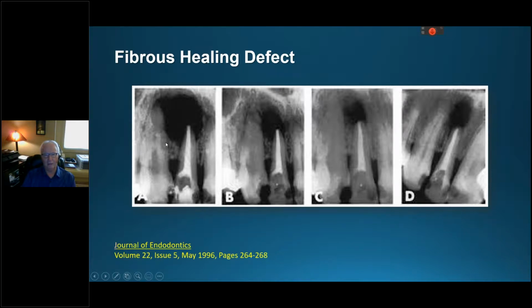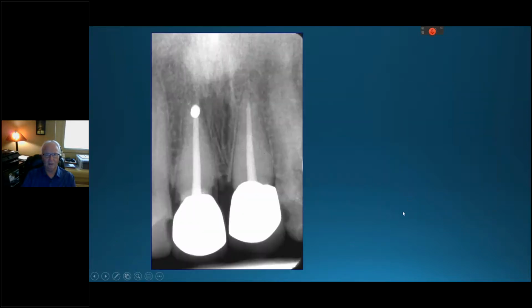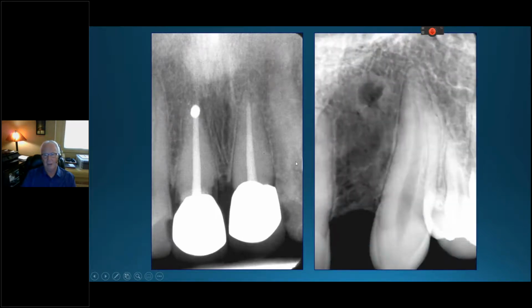I don't know which of these is, but I do know that I've seen cases. So here's a successful apical and retrograde amalgam. And this is a different case, but this, when I see it, to me, that's a fibrous healing defect because the lateral's missing.